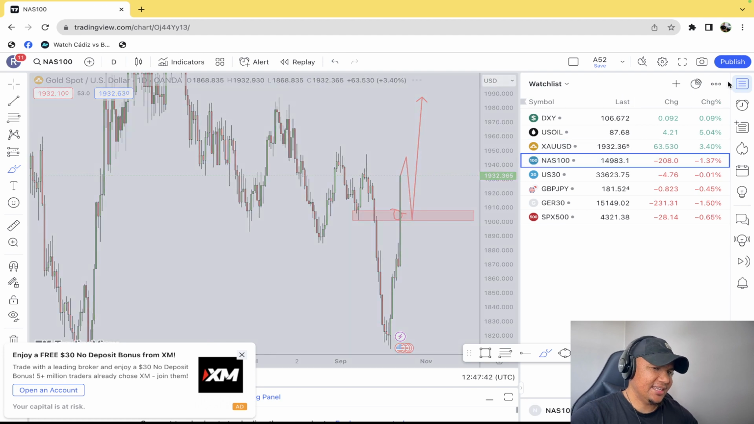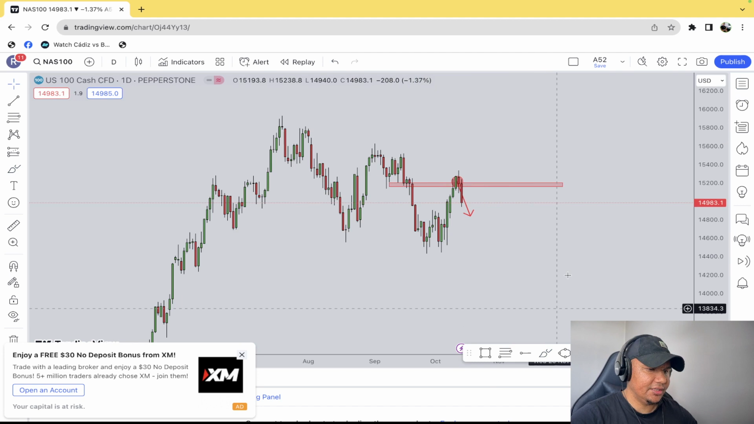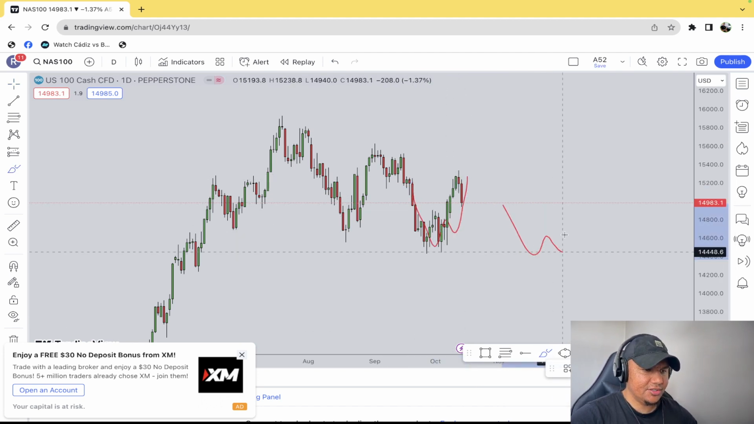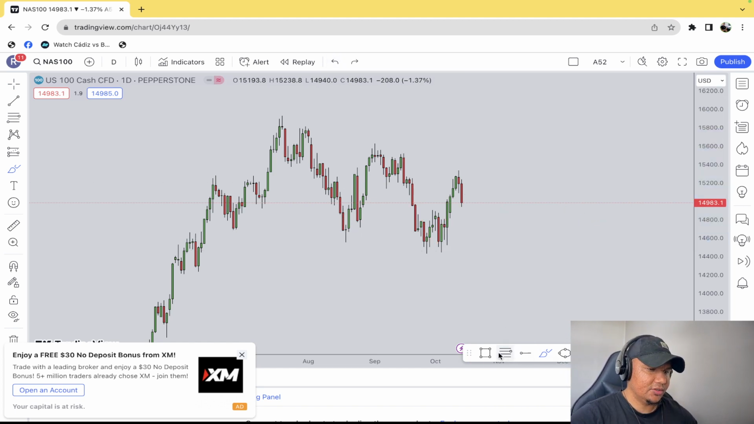NASDAQ also went exactly as anticipated. Hopefully somebody was able to get in here. Now we do expect a move to the upside. We have this W formation once again that got printed to the neckline, and I do expect this market to continue higher from where it is now at the neckline, and that is exactly where it is.